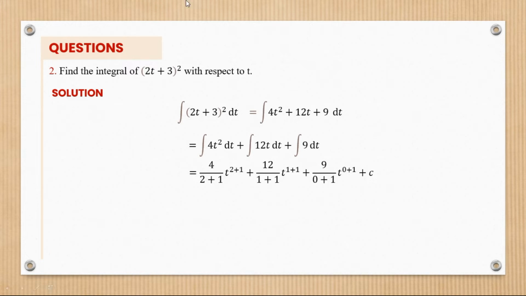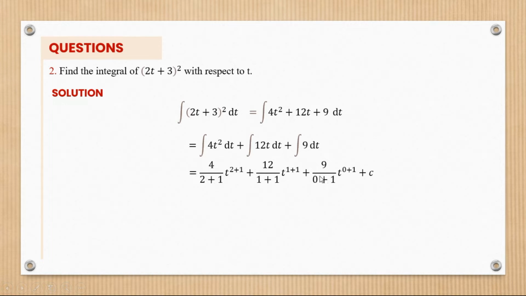And then as you can see, now we basically can integrate. Once the integral sign disappears, we add a plus c to the end. So we have 4 over 2 plus 1 times t to the power 2 plus 1, plus 12 over 1 plus 1 times t to the power 1 plus 1, plus 9 over 0 plus 1 times t to the power 0 plus 1.